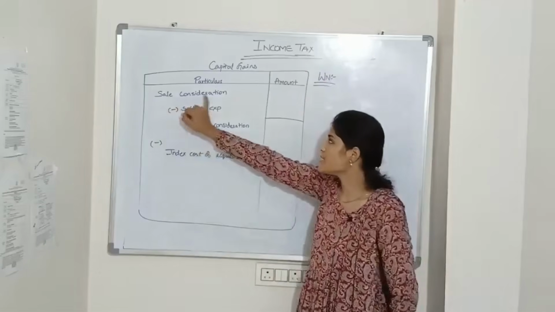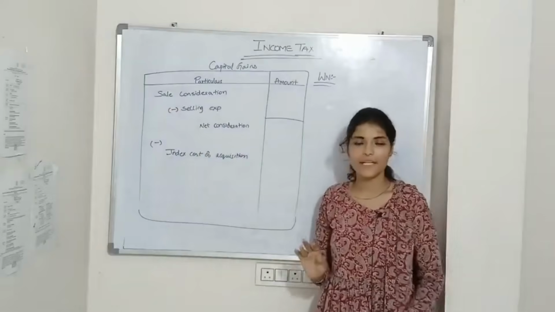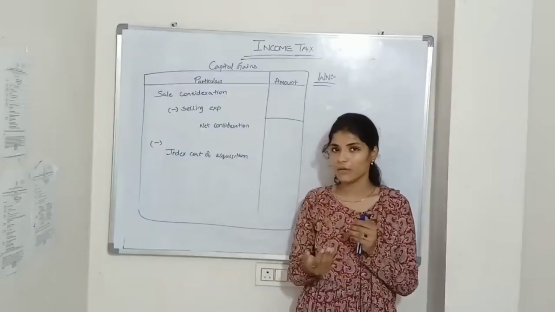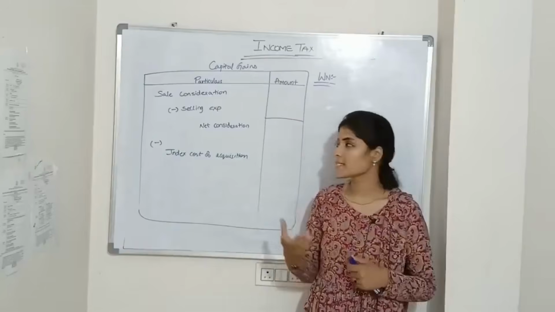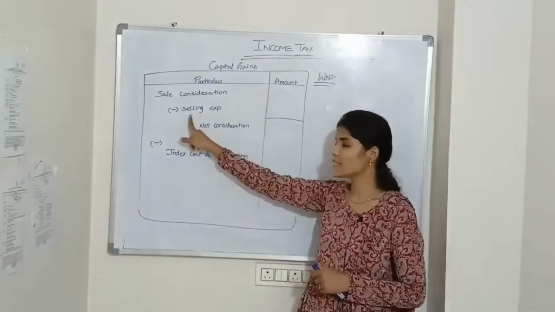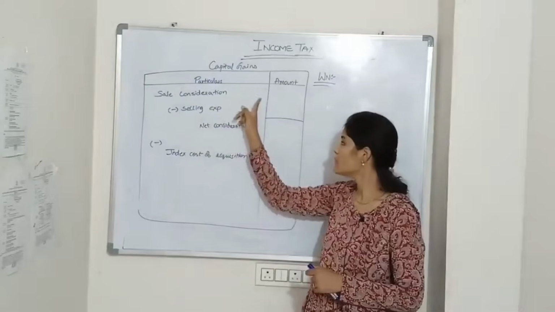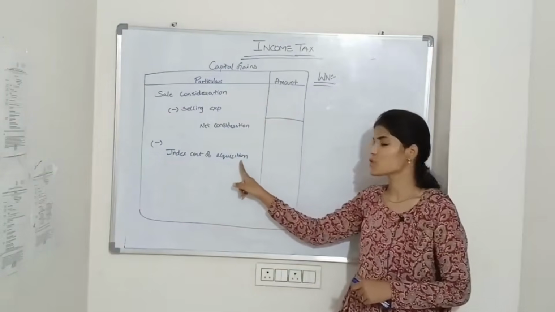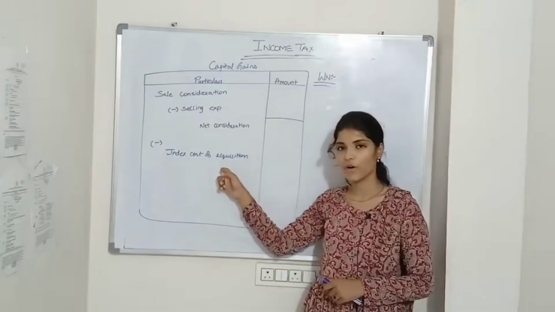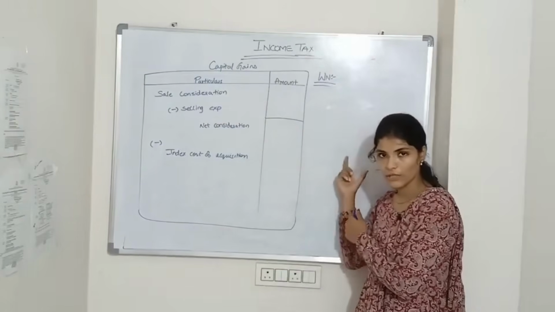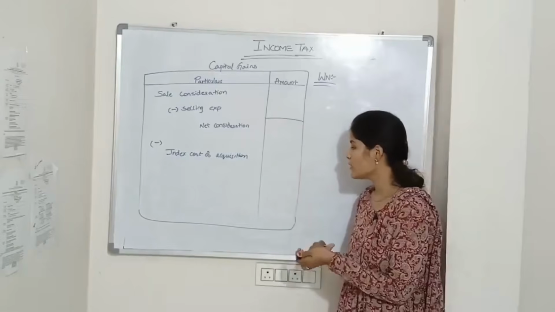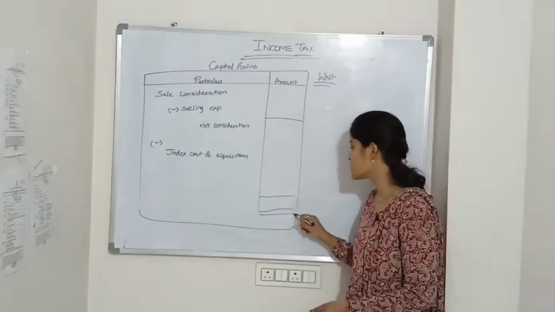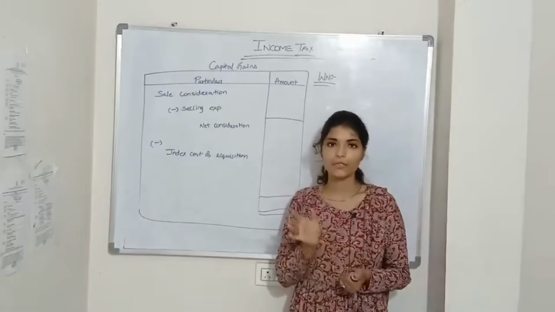First is sales consideration, meaning how much you are selling the house for. That sales amount you need to write here. From that you deduct selling expenses, and you will get net consideration. For every question you need to calculate the indexed cost of acquisition using the formula and deduct that amount. The final amount you get is the capital gains. So this is the proforma. Let's get into the question.